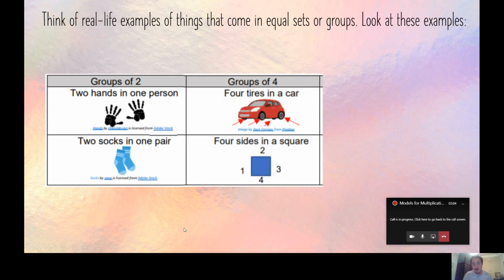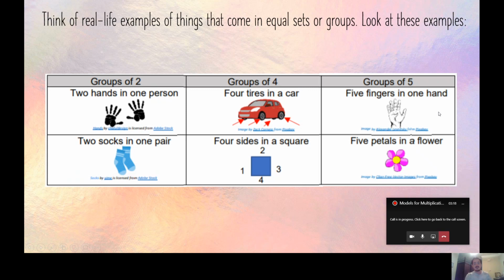Here's some examples of groups of 4. There are 4 tires on one car. So if the car was a group, it would be equal groups with other cars that have 4 tires. There are 4 sides in a square. That's another group of 4. Then groups of 5. On one hand there are 5 fingers. On one flower there are 5 petals. So you can think about these real life examples when you're trying to understand equal sets or equal groups.